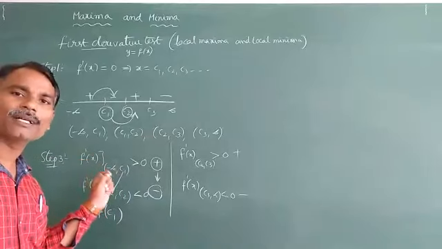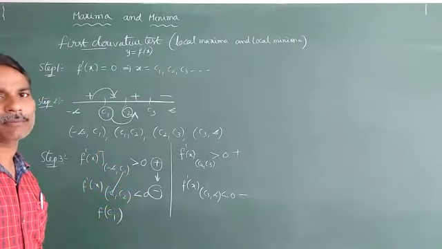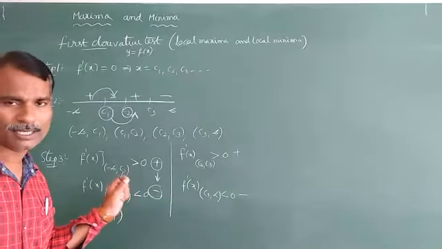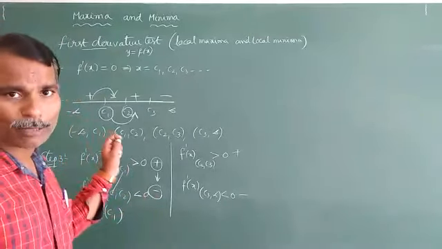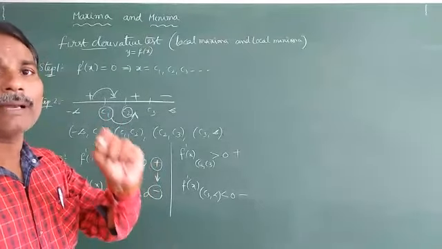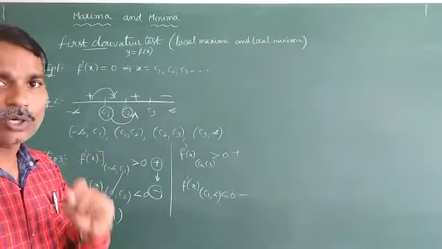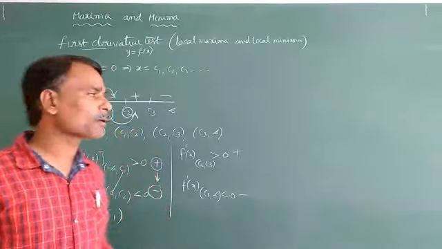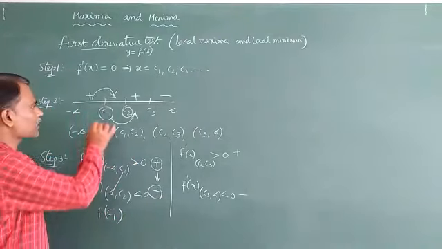And one more topic is there: absolute maximum and absolute minimum. First we discussed maxima and minima, after that local maximum and local minimum. Next we will get absolute maximum and absolute minimum. Which one is the absolute maximum and which one is the absolute minimum, we have to understand in this problem.